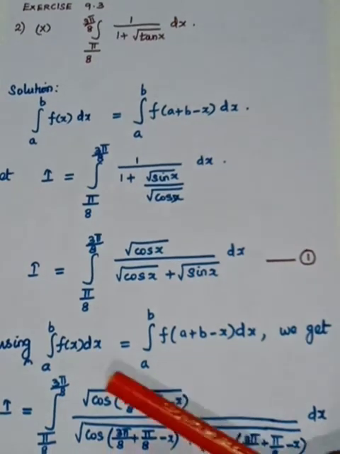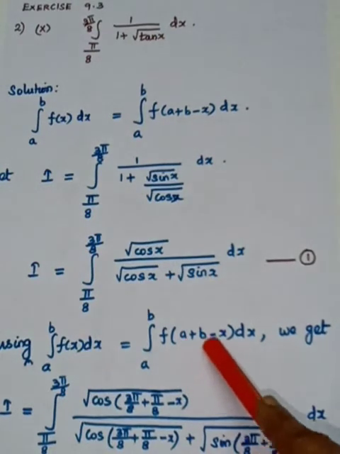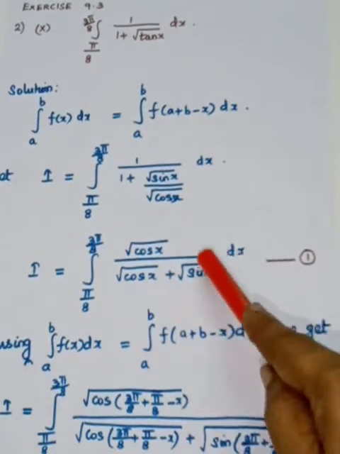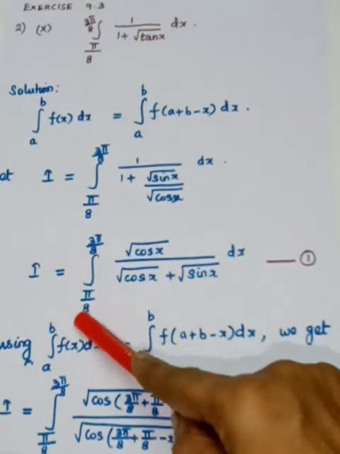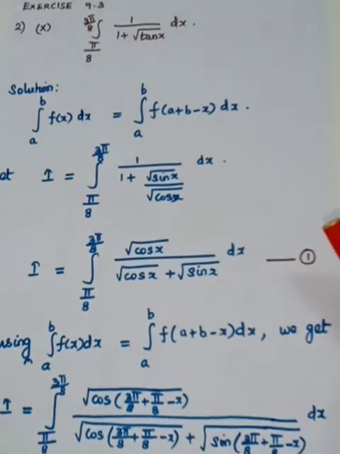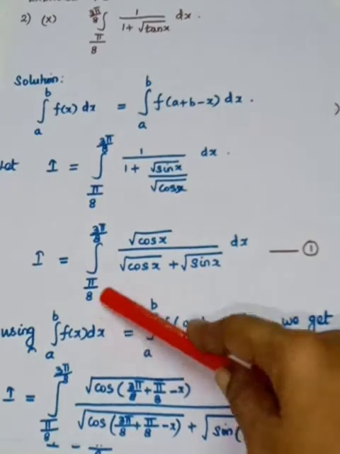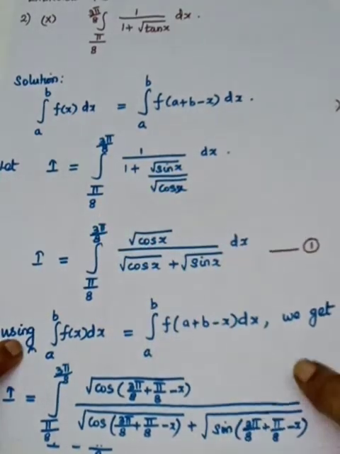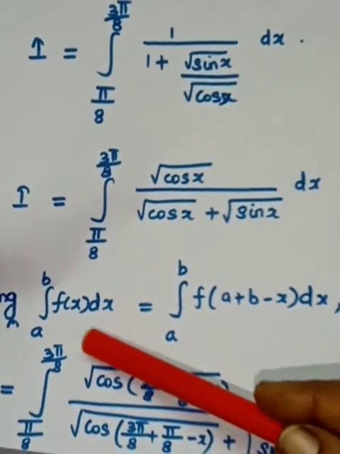Here what we are going to do? X has to be replaced as a plus b minus x. Okay, so wherever you are having x, it has to be replaced by a plus b minus x. What is your a? Your a is pi by 8. What is your b? 3 pi by 8. So therefore, see now, here integral pi by 8 to 3 pi by 8.